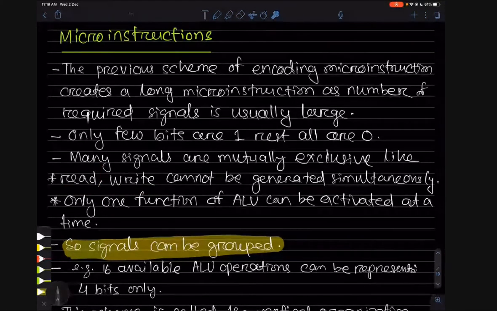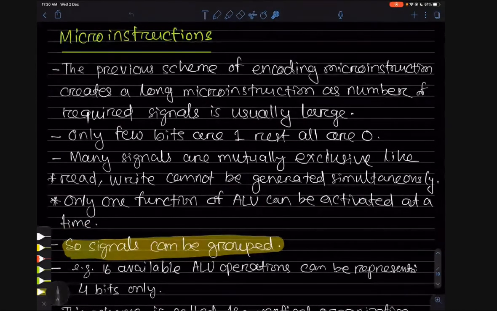If one register is being read, it cannot be written at the same time. So that's why when RI in is activated, RI out will not be activated. So some signals are there which are mutually exclusive. Another example is that only one function of ALU can be activated at a time. So ALU can perform one operation at a time. It cannot do both addition and multiplication at the same time, right?